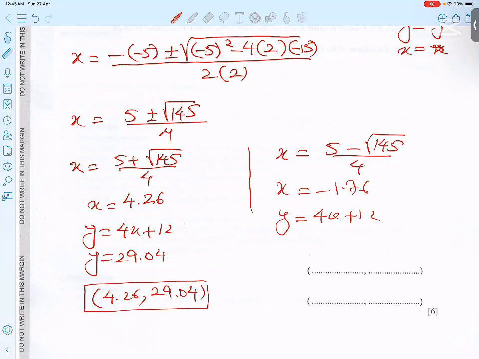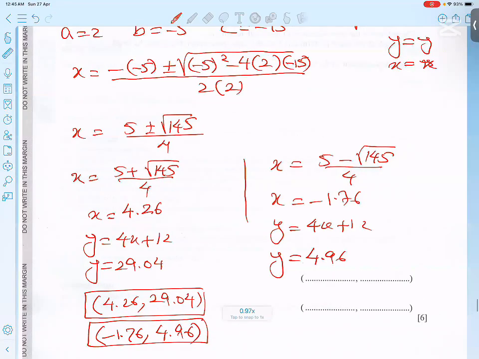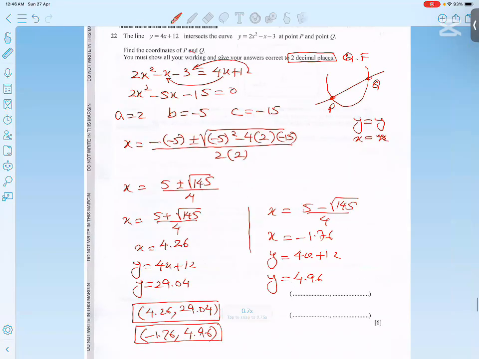Whereas this one, when I plug it in here: 4 times negative 1.76 and plus 12. My second answer turned out to be 4.96. And how to write it? Negative 1.76 is the x value and 4.96, 76 and 96. So this is my second answer. I hope the concept of question number 22 is very clear.